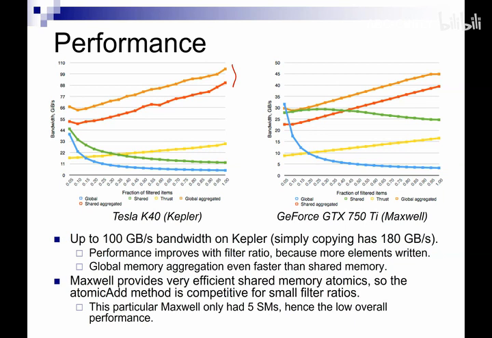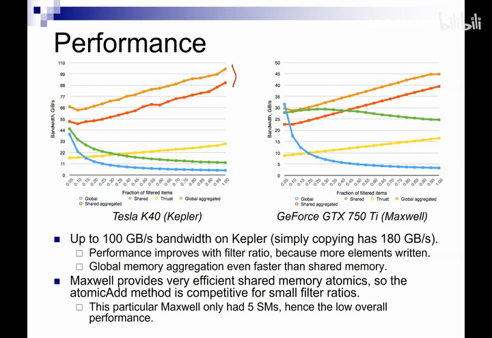Yeah, so the performance actually improves with the filter ratio. The more positive elements there are, the better their performance. This is because they write more values as you have more positive values. And the global memory aggregation worked faster than the shared memory one. I'm not sure why this is, but that's what they observed.